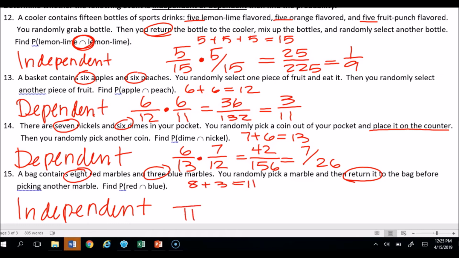And it says that what's the probability of red and blue? So we had 8 red marbles. And again, we return that first marble we took, and we then still have 11 in the bag. So our 11 is going to stay the same. But now we have 3 blue marbles. So again, we're going to multiply across the top and the bottom. So that's 24 over 121, and that cannot be reduced anymore.